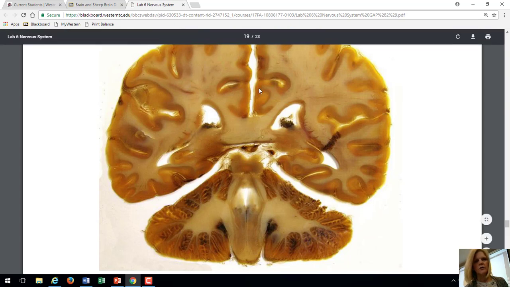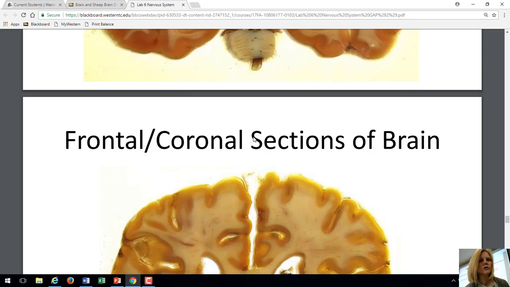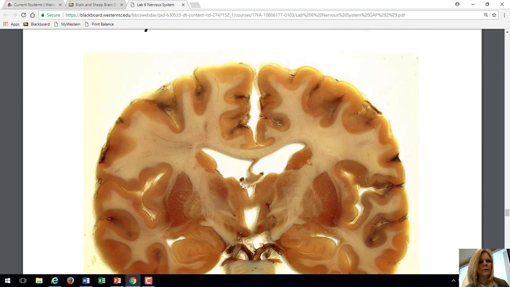And here I can see that longitudinal fissure, real obvious. So those are the different structures you need to know on the cerebellum. And again, the thalamus is just going to be in the center here, that center portion. So here's the thalamus, in the center of the brain.